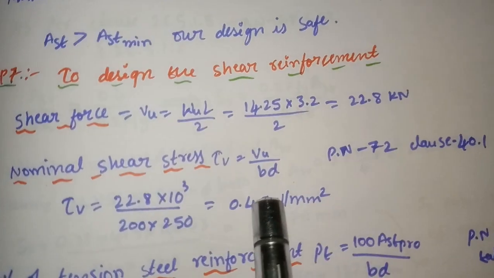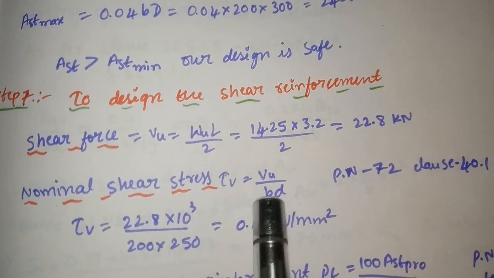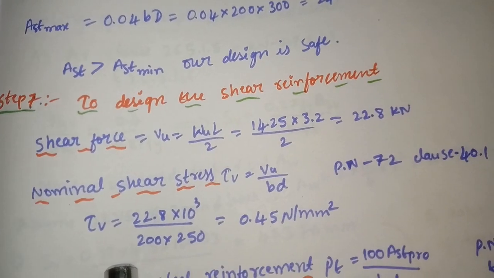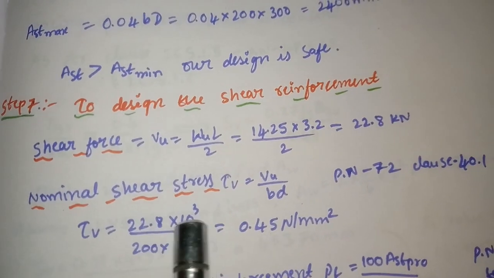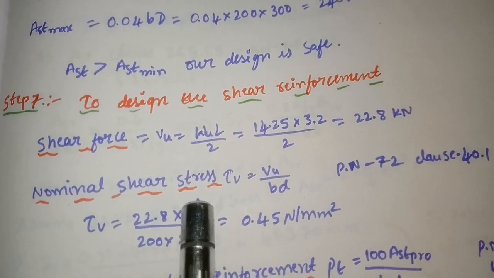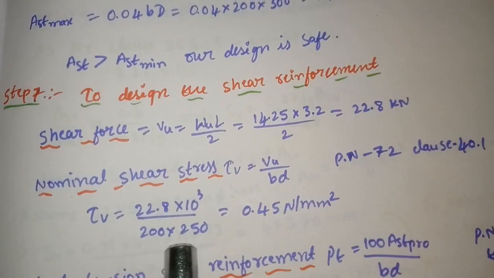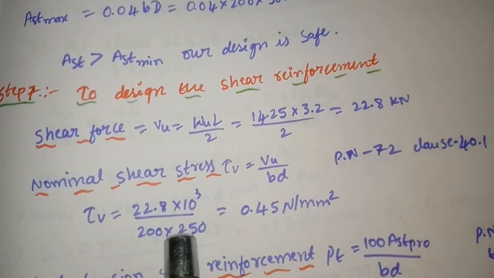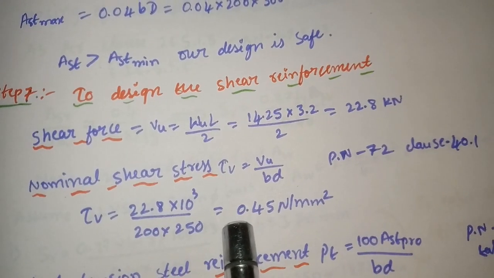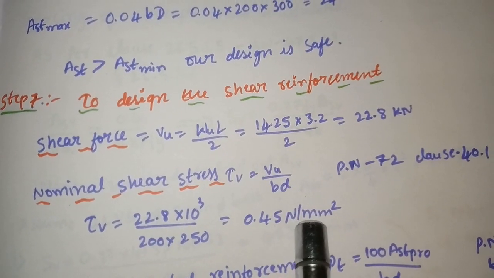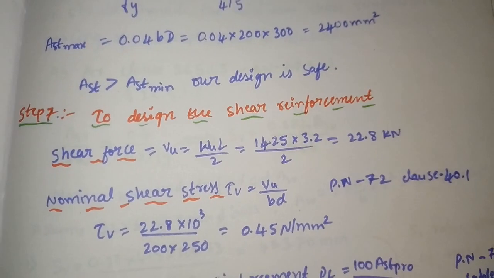I have written the same formula which is given on page number 72, that is tau is equal to V divided by B into D. So substitute all the values. Our V value we got is 22.8 into 10 to the power of 3, and B value is 200 mm, D value is 250. After substituting and simplifying, we'll get our tau v value as 0.45 Newton per mm square. So this is how we calculate the nominal shear stress.